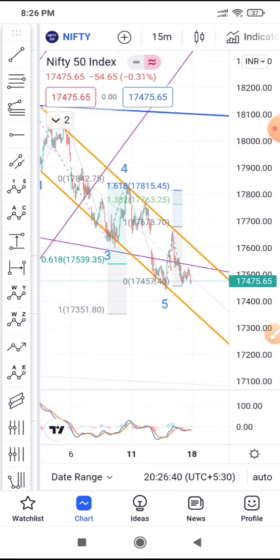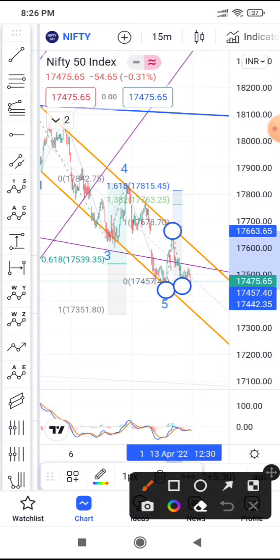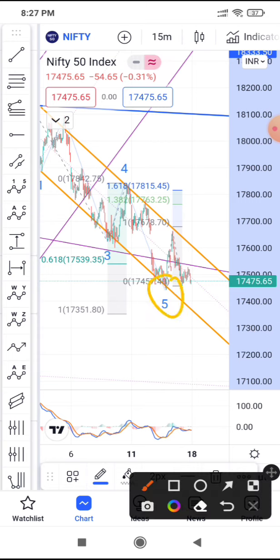You should be prepared for the drop from these levels, but this has low probability, as I'm finding this is not a correct move on the downside. Yeah, right. So moving on to the next part, what we can assume is this 5 wave move that we are clearly seeing here.